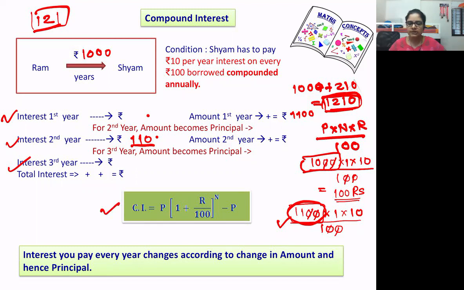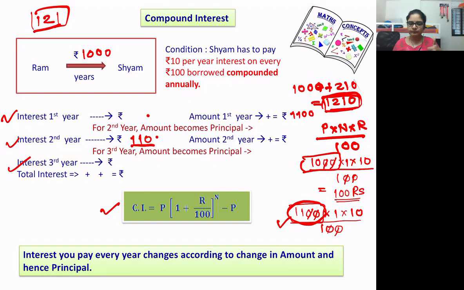Why do we want to calculate it for every year? Every year, how much is compound interest? No, we want to find out compound interest at the end of the tenure. Tenure means period, the number of years, at the end of the number of years for which money has been borrowed or lent.